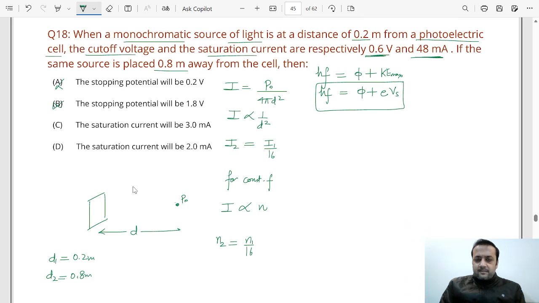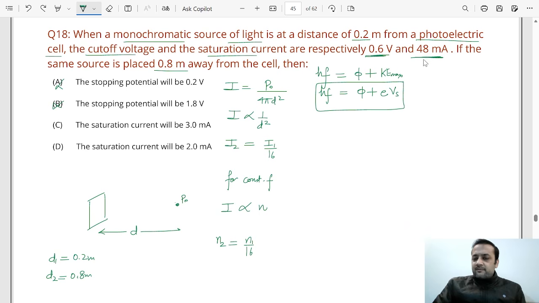Basically, if you say that the efficiency of the cell is constant, which means the number of electrons emitted upon the number of photons fallen on the cell, which is the ratio of how many electrons are being emitted per photon falling. So if I assume this factor is constant, then if the number of photons falling has gone down by a factor of 16, the number of electrons emitted will also go down by a factor of 16. So the saturation current will go down by a factor of 16.